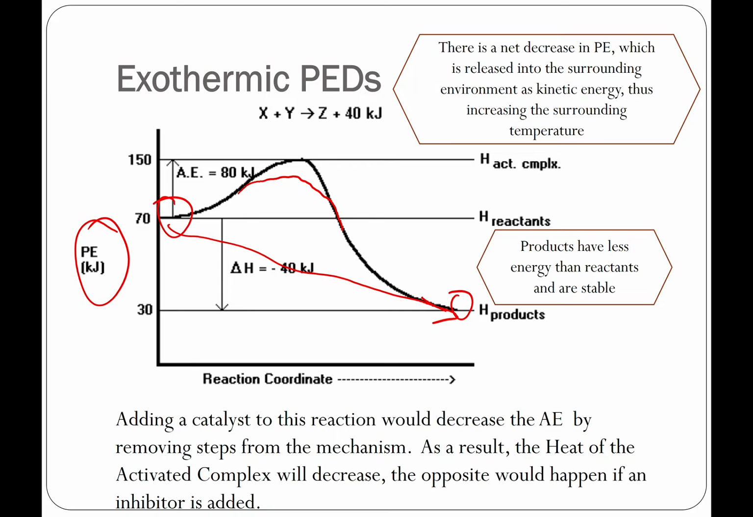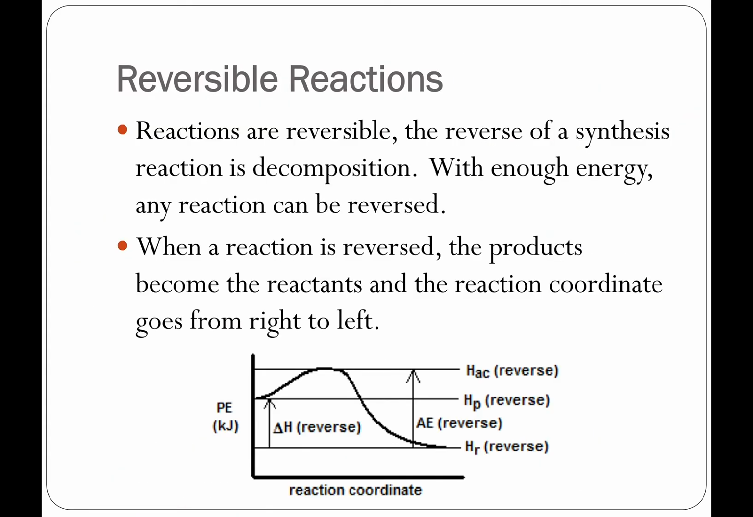So now instead of needing 80 kilojoules of activation energy, maybe now we only need 60 kilojoules. Less heat required means that this reaction should happen faster, as more collisions will be satisfied because they're going to require less energy in order to meet that activated complex and form products.